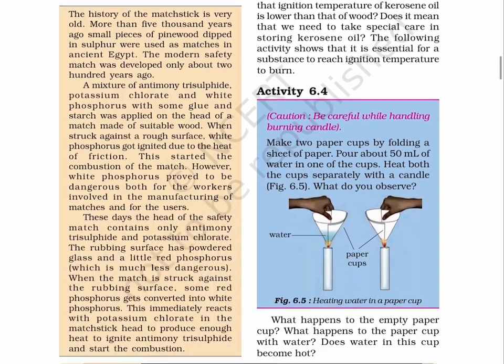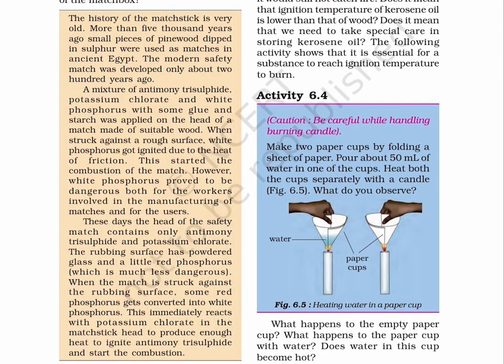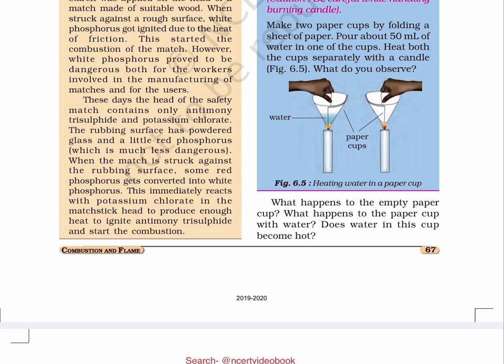The history of the matchstick is very old. More than 5,000 years ago, small pieces of pine wood dipped in sulfur were used as matches in ancient Egypt. The modern safety match was developed only about 200 years ago. A mixture of antimony trisulfide, potassium chlorate, and white phosphorus with some glue and starch was applied on the head of a match made of suitable wood. When struck against a rough surface, white phosphorus got ignited due to the heat of friction. This started the combustion of the match.